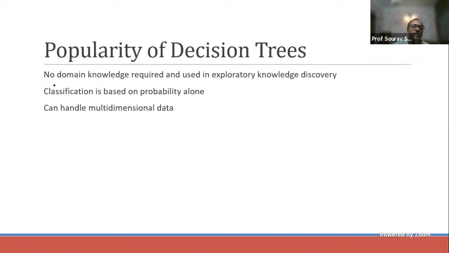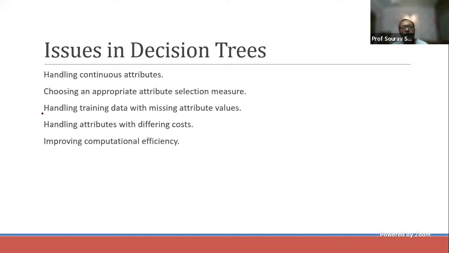But again, these are the advantages of decision trees: popular, no domain knowledge required, classification is based on probability alone, and can handle multidimensional data. An issue with the decision tree is handling a continuous attribute as a feature. What happens if you have a continuous attribute as a feature? There might be multiple splits in the classes. It's easier if it was already defined in some particular classes.